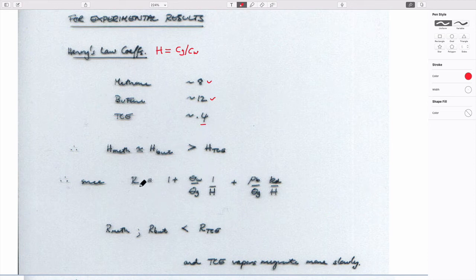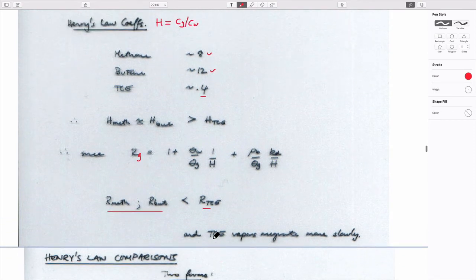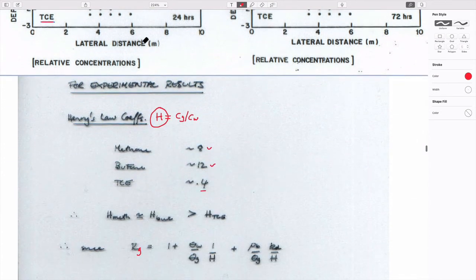And since the gaseous retardation coefficient is an inverse function of Henry's law coefficient, when this is small, this will give a large retardation. And so it's not surprising then that the ratio of these are roughly the same for the rates of transport of methane and butane, but much slower for TCE. And it comes directly from this understanding of the form of the retardation coefficient. So if we can get this magnitude, then we have everything we need to be able to do the things that we've talked about doing to make these kinds of predictions.